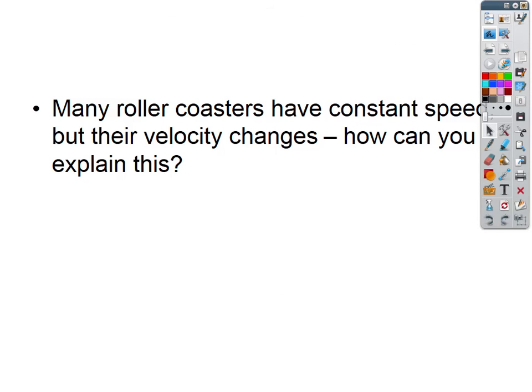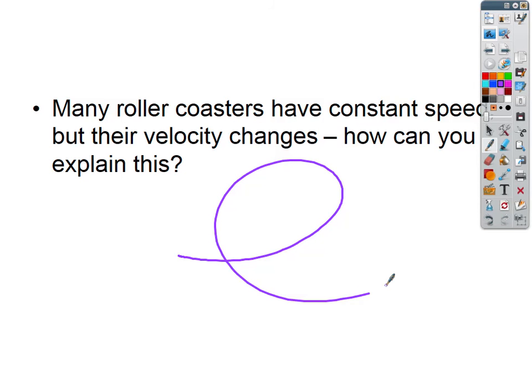All right. So I throw some questions in here at random. You'll probably obviously get these. Many roller coasters have constant speed, but their velocity changes. Why is that? Well, that's because even if you're going on a loop, what's changing the whole time? That would be your velocity or your direction. So your velocity or your direction is changing, and that's why you would be accelerating.